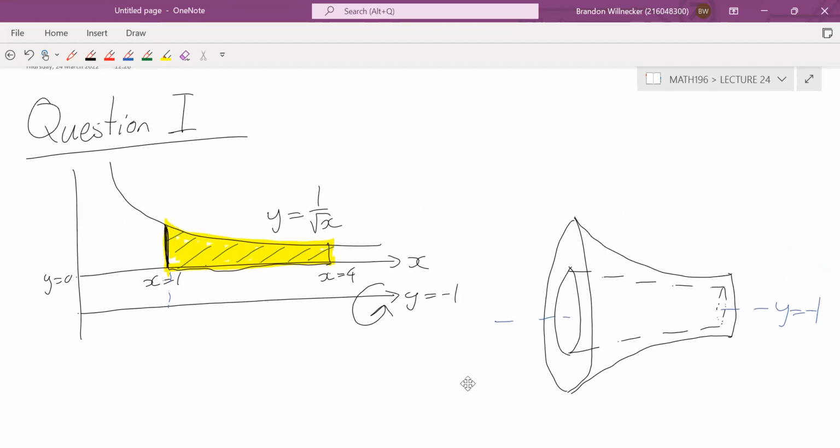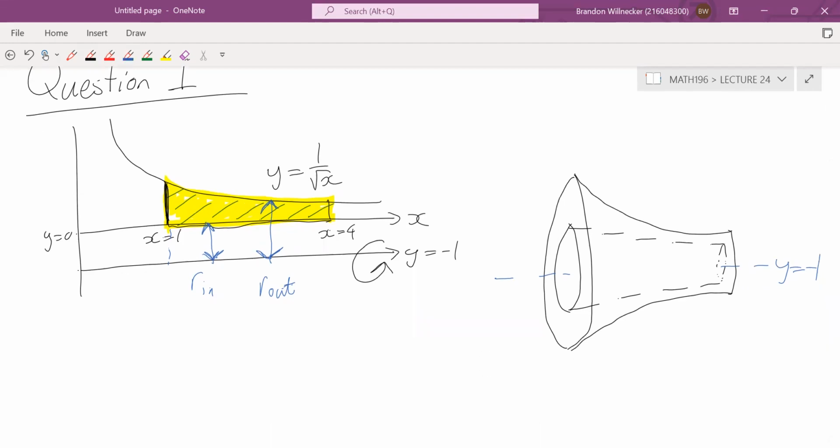Now if we look at this, we need to use the washer method, because if we look at the axis, we've got an inner radius and an outer radius. It's not a single radius anymore. This distance here is going to be our inner radius, because that is the closer radius to the rotation axis. This larger distance here is going to be the outer radius, because it's further away from our axis of rotation. So we've got 2 of those there.